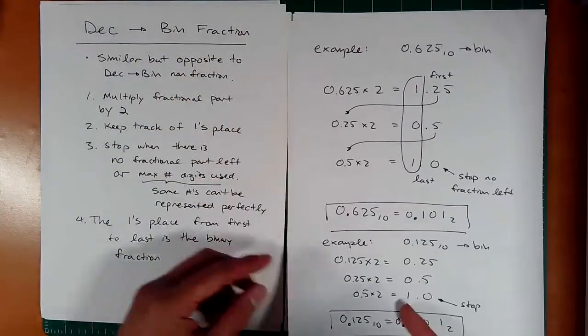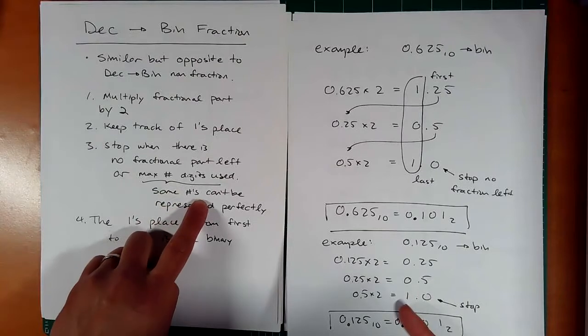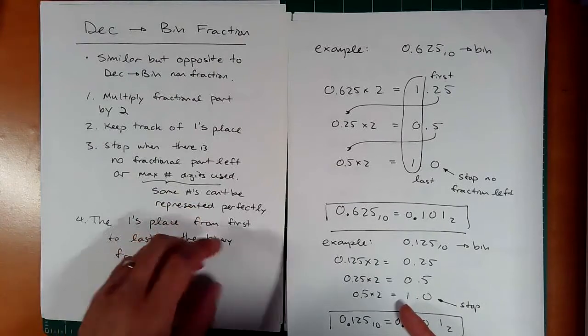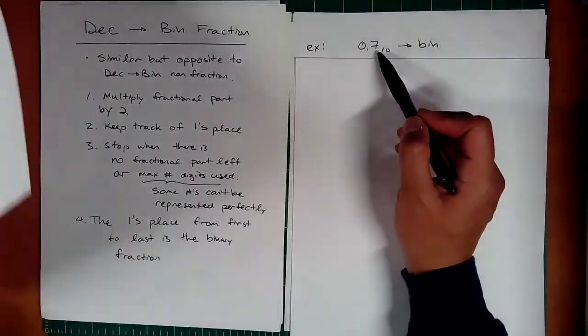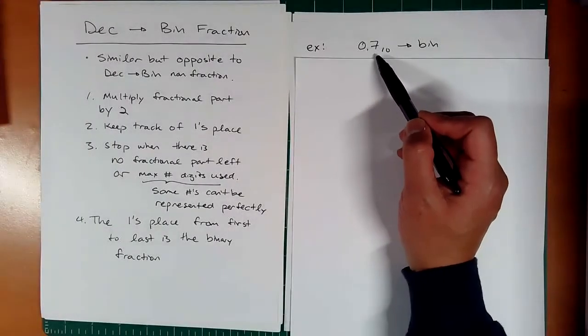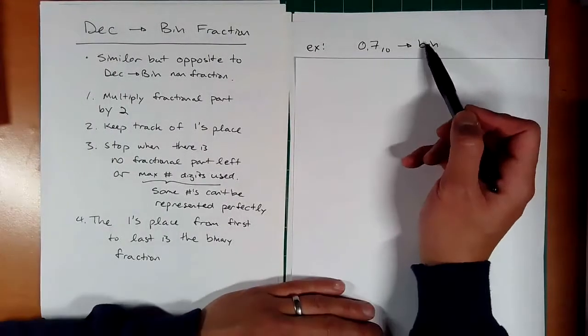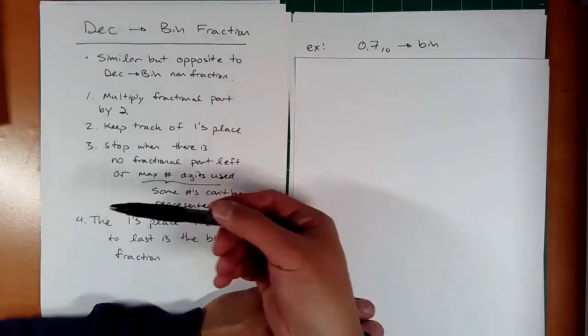Okay, I want to talk about now an example where some numbers just can't be represented perfectly. And one number that seems pretty exact is 0.7 base 10. So let's try to represent that in binary using this same procedure here.